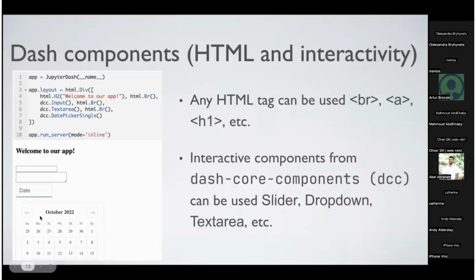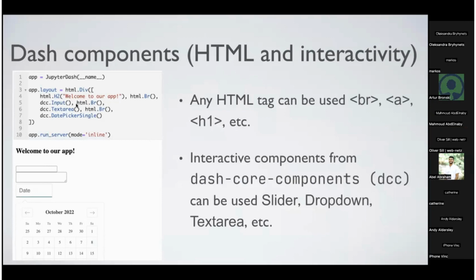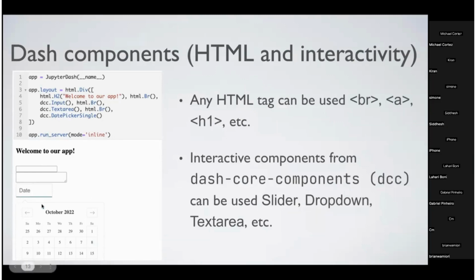Now, the other interesting type of components is the interactive components that we have in Dash Core Components. As you can see here, we can say dcc.Input. dcc is Dash Core Components. Input, you just get an input field for users to fill out. Textarea, you get a text area. DatePickerSingle. So it's very easy. You just declare element by element, and they're displayed for you on the page. It's as simple as that.